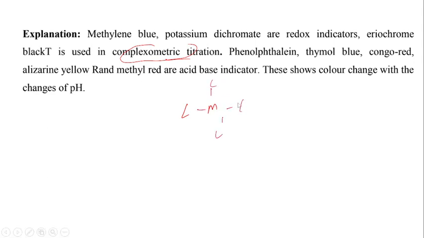So phenolphthalein, thymol blue, Congo red, alizarin red, methyl red are acid base indicators. So you can memorize these indicators. They show color change with change of pH at a particular pH. It will depend on your reaction. So what is the change of pH of your reaction or your titration? According to the pH change, you need to select your indicator.